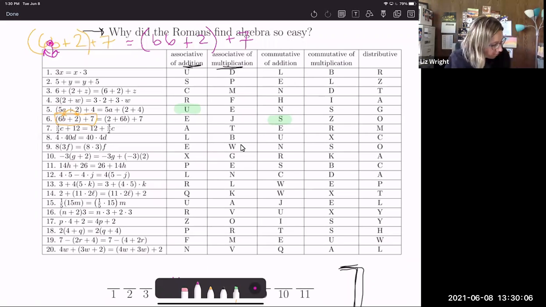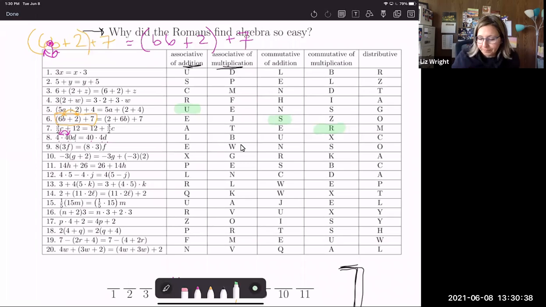All right, now I'm going to do number 8 with you. So we're going to look at 8. 8, it has 4, 4, 0, d. 4, 4, 0, d. All right, something happened. They're not in the same order. They changed places, and I'm hoping you're seeing they changed places. It's a cross multiplication. So that's commutative of multiplication because they traded places across that multiplication.